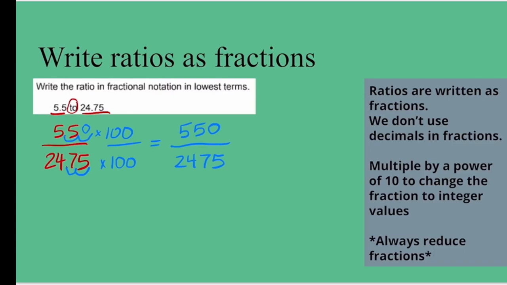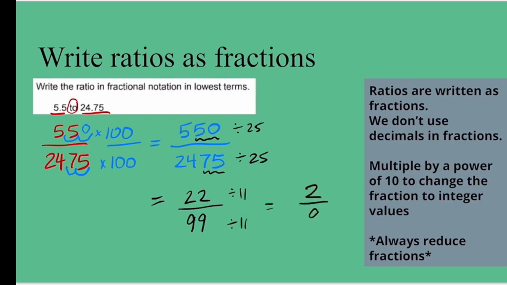From here, we have to try to figure out how to reduce this. I see that both of these numbers end in a multiple of 25, so I'm going to divide them both by 25. You can use smaller numbers, you just have to continue with the process till you get the simplest term. That first numerator is going to give us 22, and if we do that division in the denominator, it's going to give us 99. Well, this is a lot easier for me now. I can divide by 11, numerator and denominator, and now I have 2/9, which is my final answer. That cannot be reduced anymore.